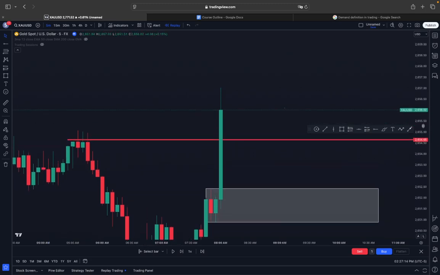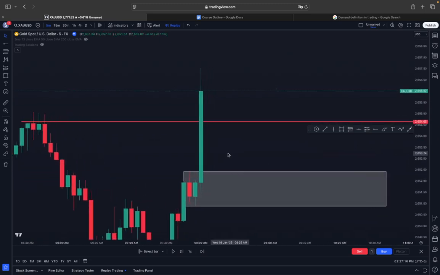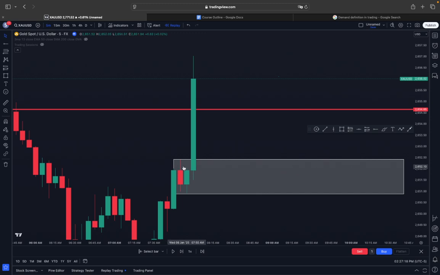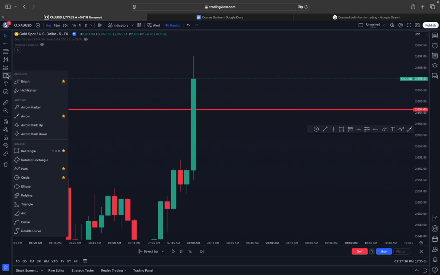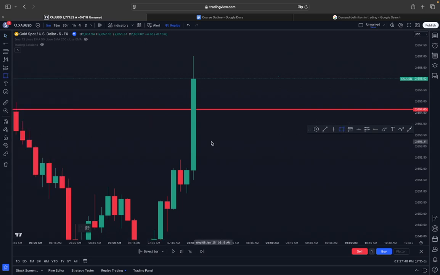Now, you're looking at a demand zone. You're looking for a bearish candle. Then you're looking for strong bullish momentum. You want to draw, get your rectangle tool. When you're on TradingView, you come over here and get your rectangle tool. Mine is just already in my favorites.